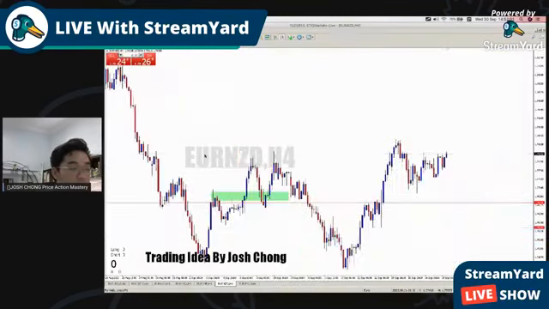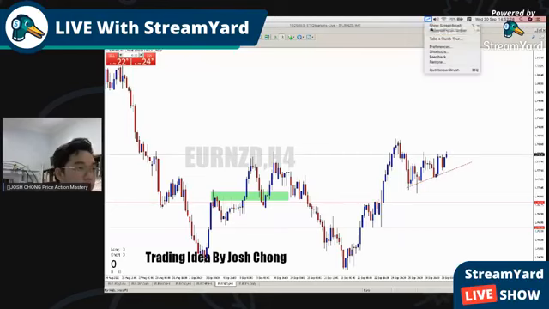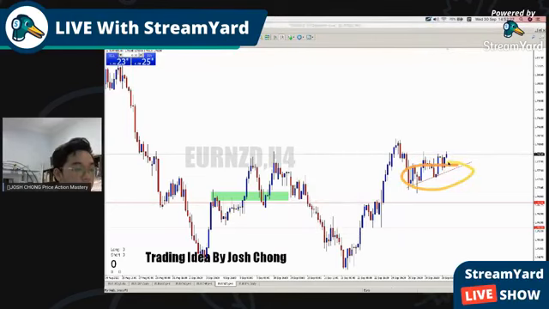The next will be Euro New Zealand. So Euro New Zealand, the market is a very clear uptrend. Even though this is an uptrend, we can see the entry price will be somewhere around here. Why? Because we can see that buyers are taking advantage of buying at a higher price. So maybe if it drops to this level, we can see an upside here.